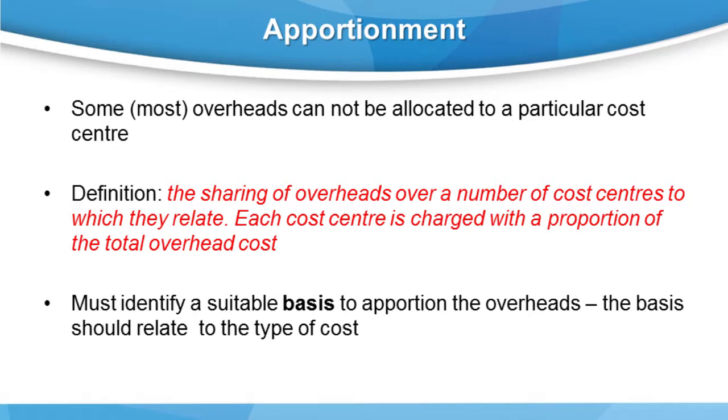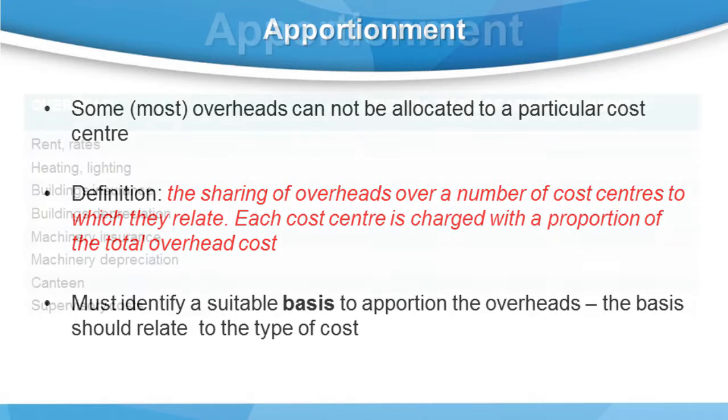However, many overheads are incurred for the benefit of a number of different departments. For example, a factory may be made up of many departments or cost centres, and the cost of heating the factory benefits all of them. The next stage of the process, apportionment, deals with these shared overheads. The key is to find a way of sharing the overhead cost between the different departments in a way which is fair. This is usually done on the basis of respective sizes or activities of each cost centre.